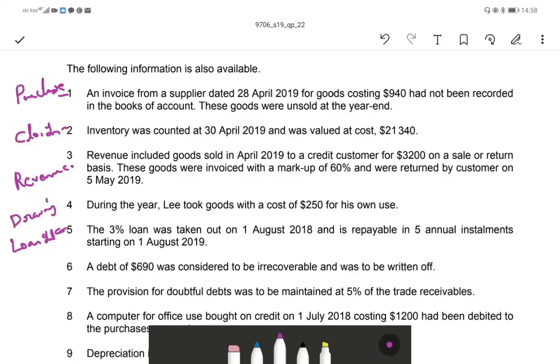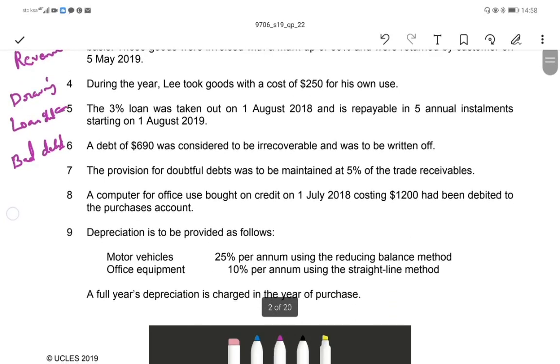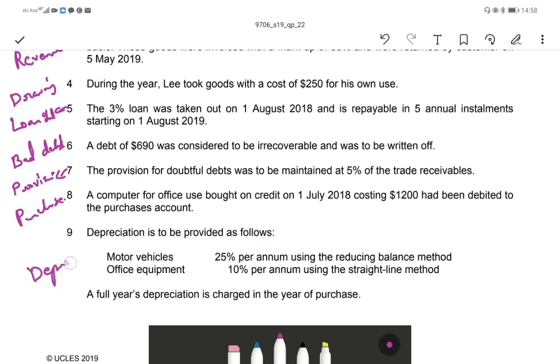Loan interest. Then a bad debt. Because when we are doing each adjustment, it's easy to find. The provision for doubtful debts, so provision. Then, computer bought for office 1,200 has been debited to the purchase account, so it affects purchase. Then depreciation. So, it's very easy to do now.